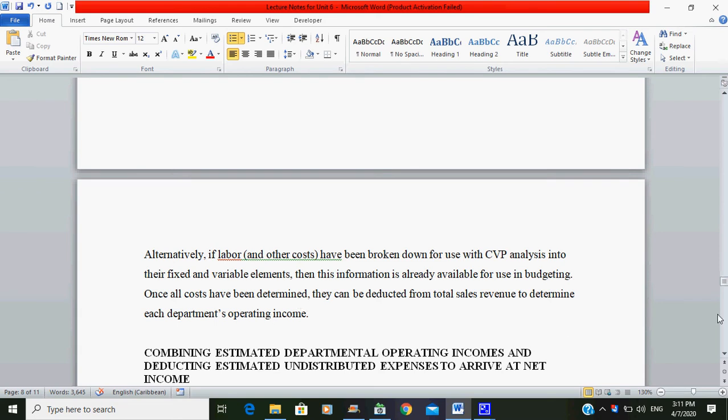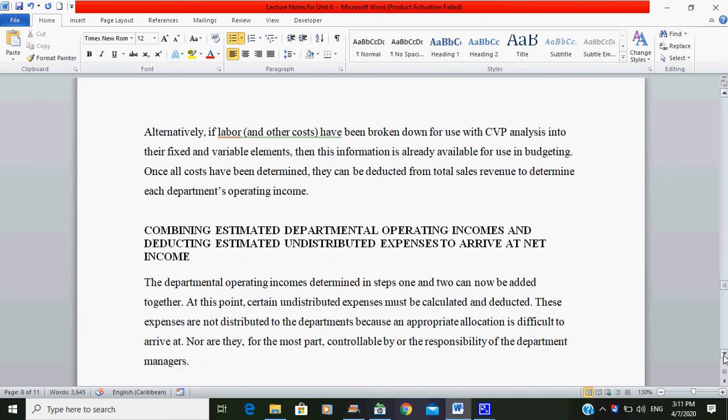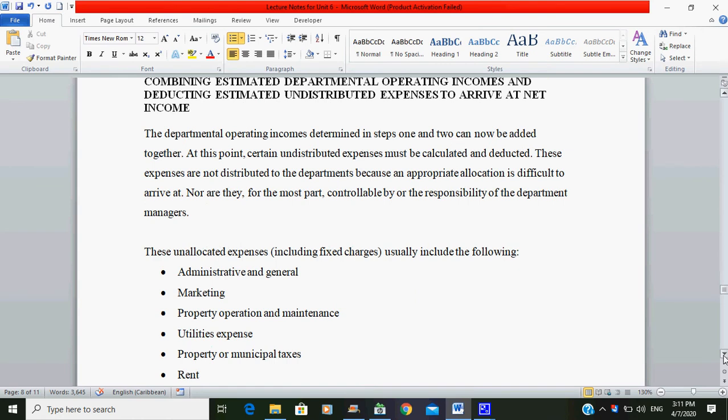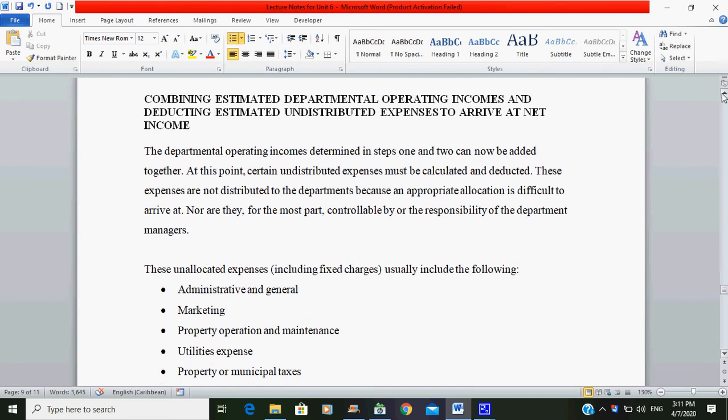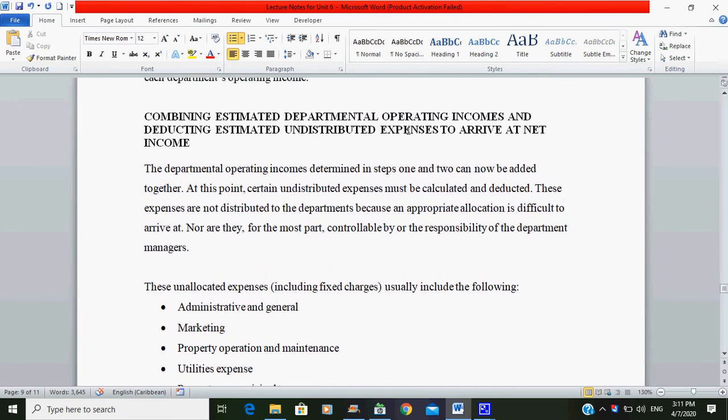The last step is combining estimated departmental operating incomes and deducting estimated undistributed expenses to arrive at net income. The departmental operating incomes determined in steps 1 and 2 can be added together. At this point, certain undistributed expenses must be calculated and deducted.